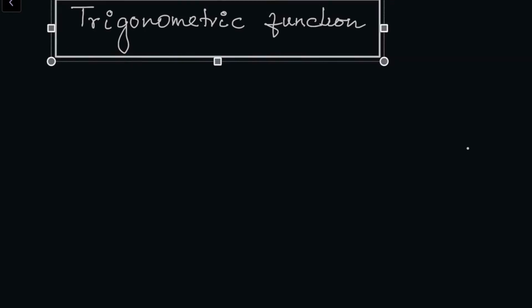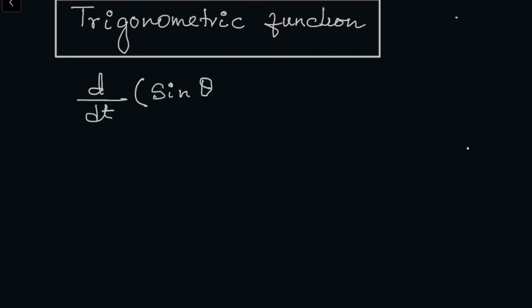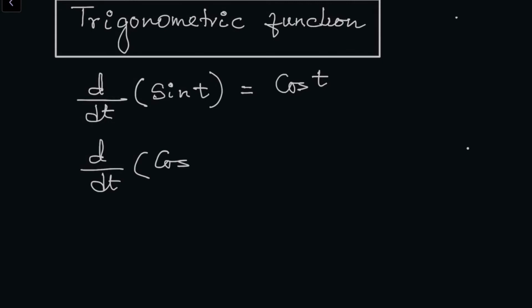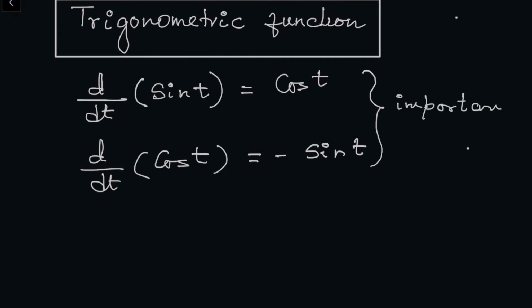Trigonometric functions are also important. But right now, you need to know only two relations. The d/dt of sin t equals cos t, and d/dt of cos t is minus sin t. Yes, minus sin t. These two are important relations. Just remember up to this. Later we'll be doing other relations.